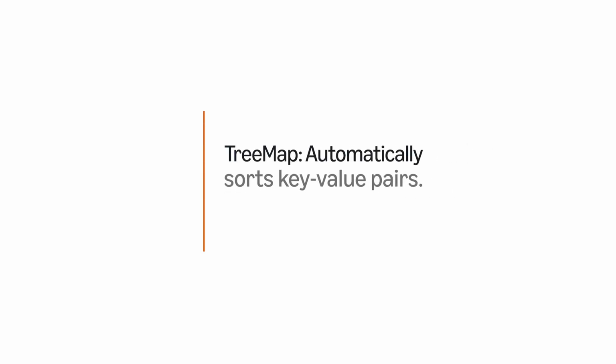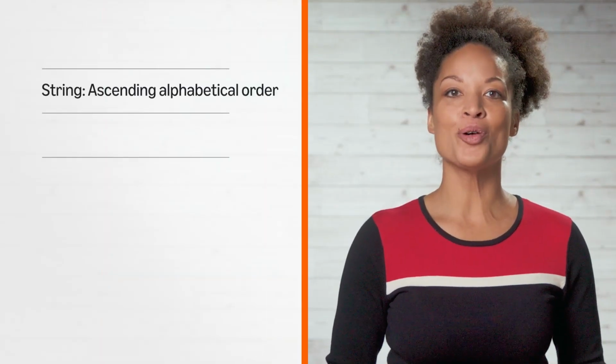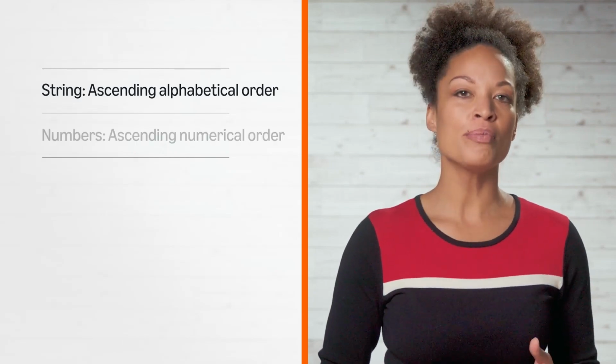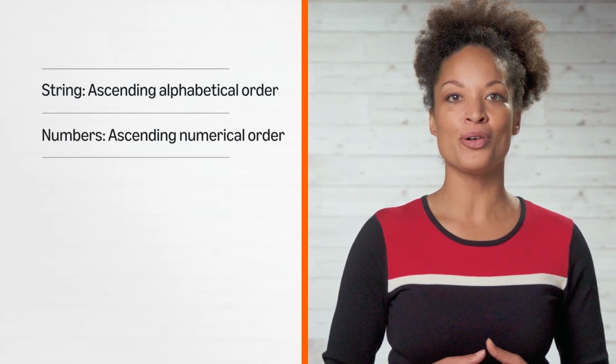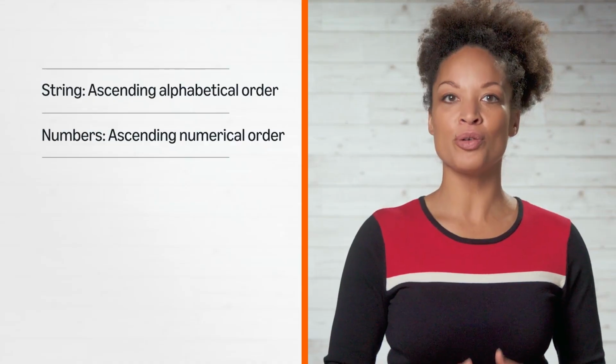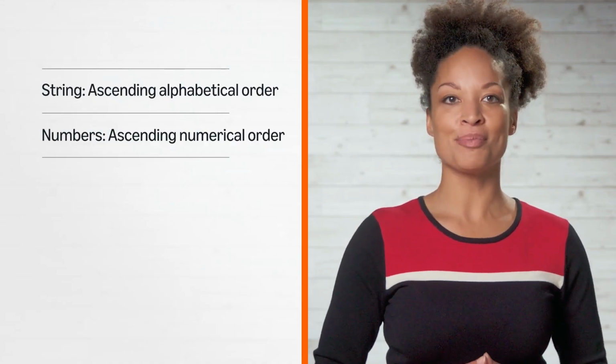A TreeMap works much like a LinkedHashMap, storing key value pairs. But unlike a LinkedHashMap, a TreeMap automatically sorts these pairs. Your keys will be sorted alphabetically from A to Z if they are student names. Conversely, they'll be sorted from 0 to 9 if the keys are numbers. In other words, string-type keys are ordered alphabetically, while numbers are stored in ascending numerical order, because these are the natural orders of these kinds of key types.